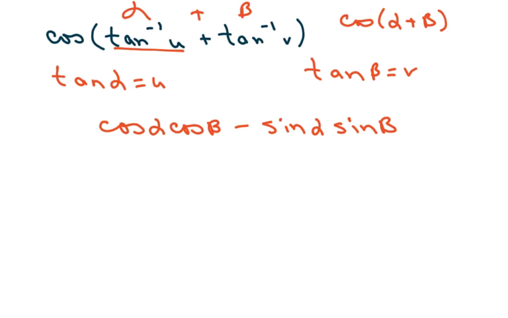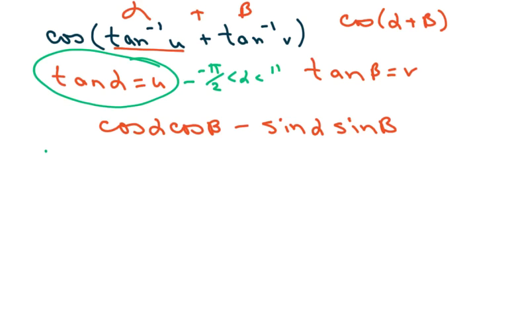Okay, so the first thing we're going to do is take this one and know that our restrictions here are in quadrant 4 and 1. Same with this one because we're dealing with the inverse. And we already should know our restrictions.